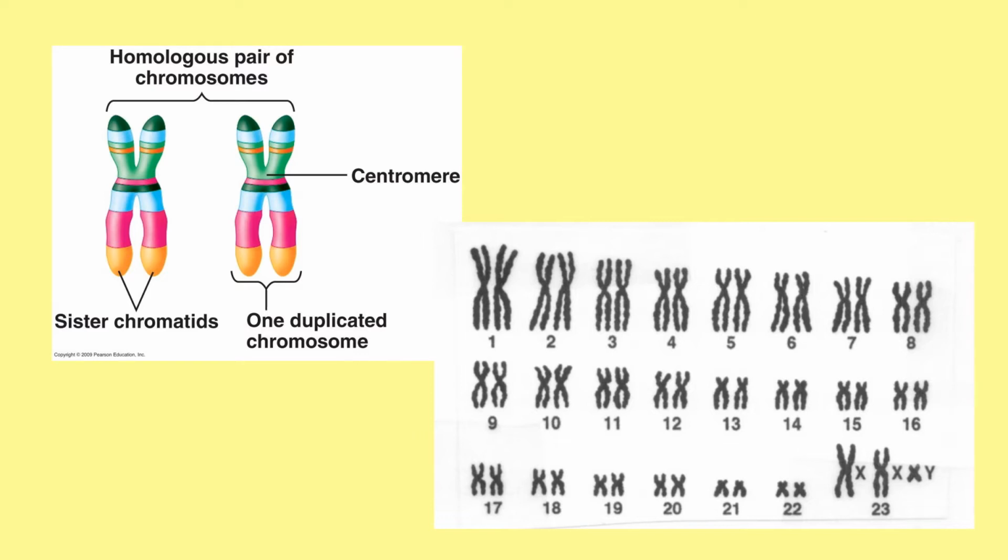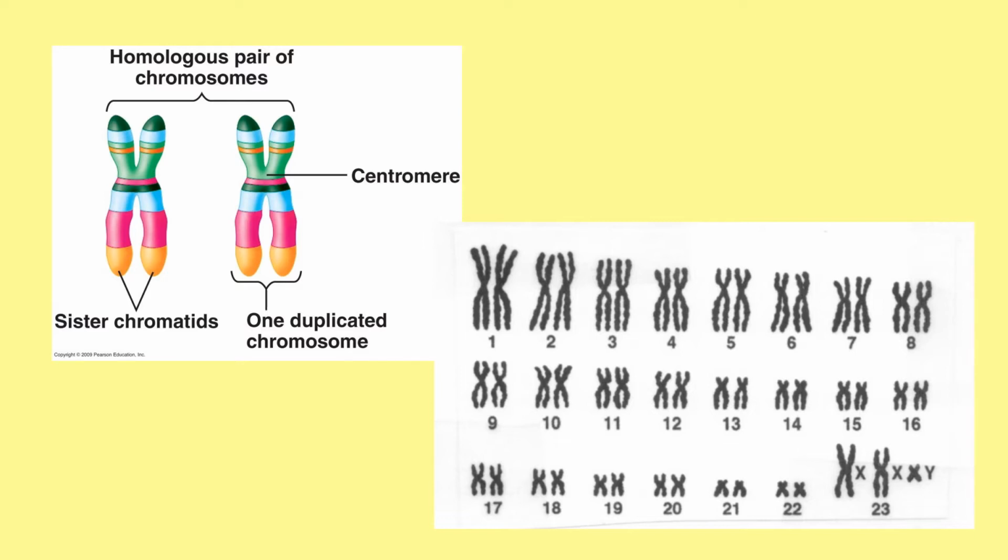their 23 pairs. The reason why they're in pairs is because you inherit one set of 23 chromosomes from your mum in the egg cell, and then you inherit one set of 23 chromosomes from your dad in the sperm cell. When they join together to form the zygote, those chromosomes are arranged in homologous pairs. So on the left hand side you can see a picture of a homologous pair of chromosomes.